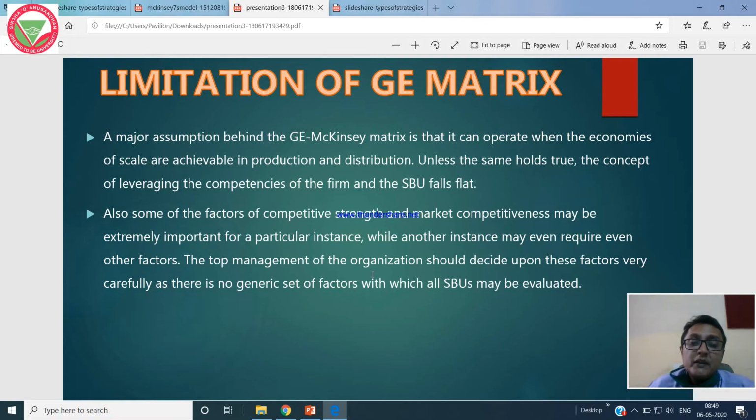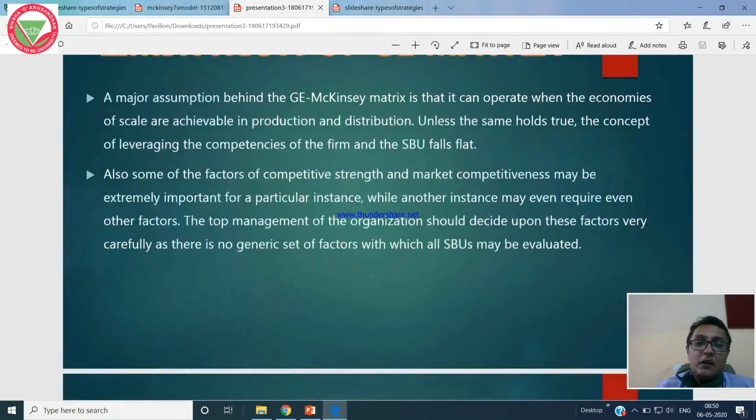Also, some of the factors of competitive strength and market competitiveness may be extremely important for a particular instance, while another instance may require other factors. See, all those factors we discussed while covering industry attractiveness and business strength may hold true for a particular situation, but they may differ when another situation arises. Therefore, it is up to the top level management to find the particular factor that affects the business organization in the long run, and focus on that factor to find out its various dimensions.